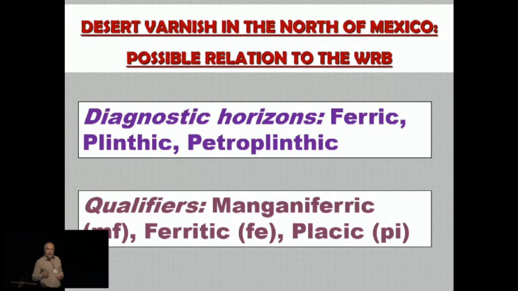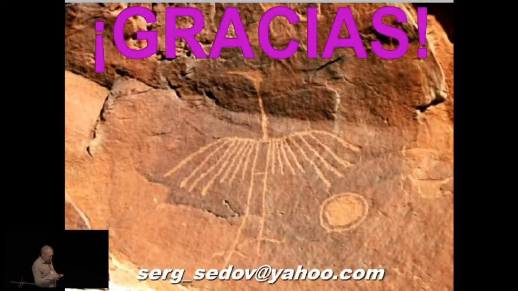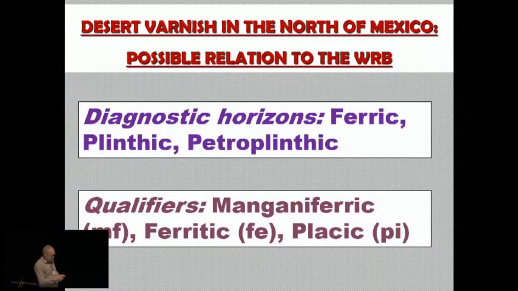Cesare told us that it is part of aridic qualifier, yes? But its composition, iron and manganese, is so distant from our idea of arid pedogenesis. Arid pedogenesis is carbonates, salts, gypsum. To my mind, the closest objects or diagnostic elements of WRB are these diagnostic horizons, and maybe these qualifiers.